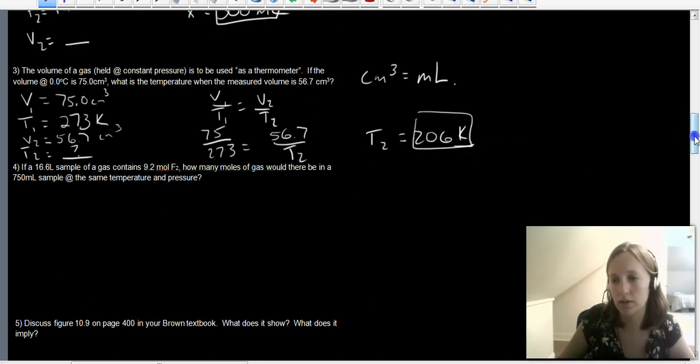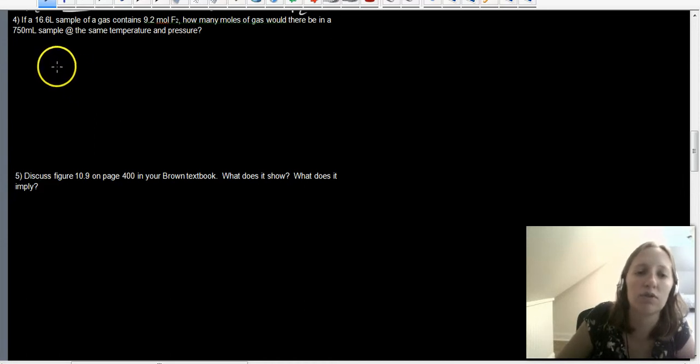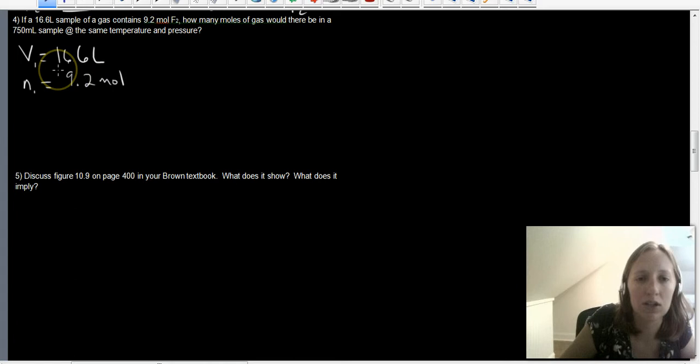Alright, 4. A 16.6 liter sample of gas contains 9.2 moles of fluorine, which is diatomic. How many moles of gas would there be in a 750 milliliter sample at the same temperature and pressure? What we have is volume 1, 16.6 liters, and moles, that's N, so N1 is 9.2 moles. And the question is, how many moles would there be, that's N2, we don't know, at this volume, which is 750 mils.